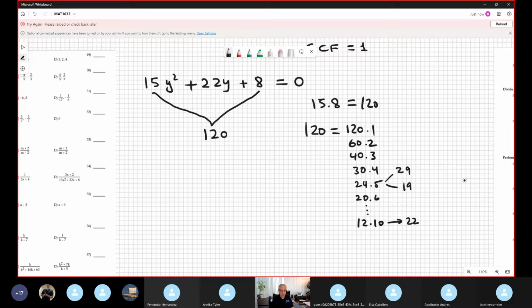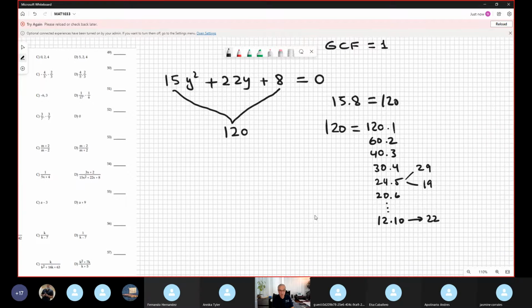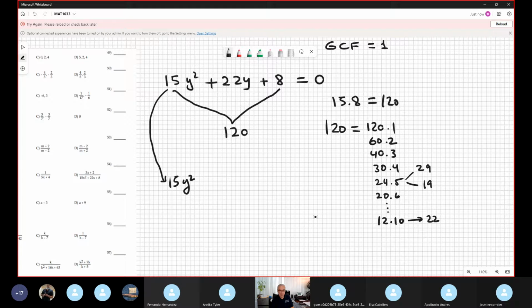Okay, sometimes it's not easy to find the key to open the door. And remember the organization. The organization is you bring down 15y squared, bring down 8, or with the corresponding sign, get positive. And you split 22 into 12 and 10. In this case, both positive, because when you add each other, it gives me 22.